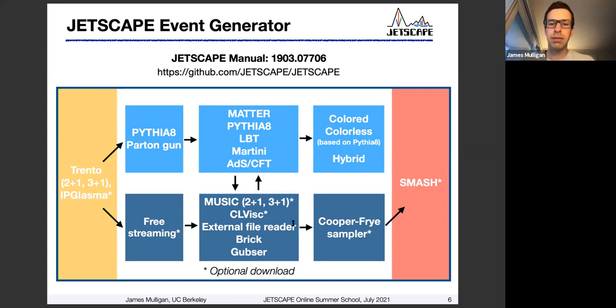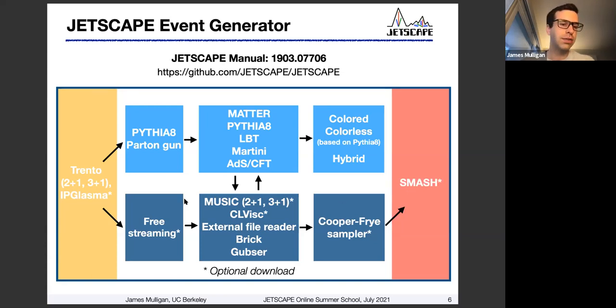And then for the medium evolution itself, we have an initial free streaming phase that can be used, followed by a couple of different options for hydrodynamics, either MUSIC or CLVisc, or you can even just feed in your own external files, as well as some simpler medium models that can be used. And then we have a sampler to hadronize this medium, as well as a hadronic cascade using SMASH.